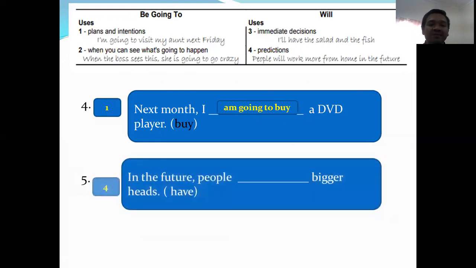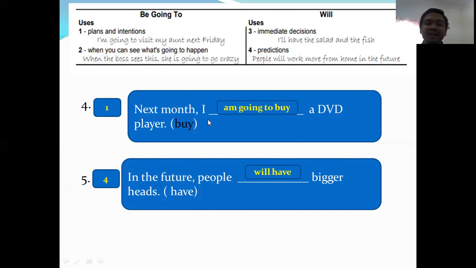Number four. So in the future, people blank bigger heads. So, predictions. Okay, in the future, people will have bigger heads. So this is just a prediction. Okay, so for predictions: in the future, people will have bigger heads.